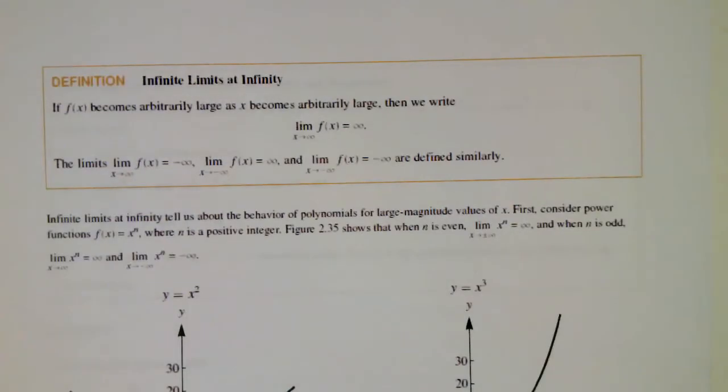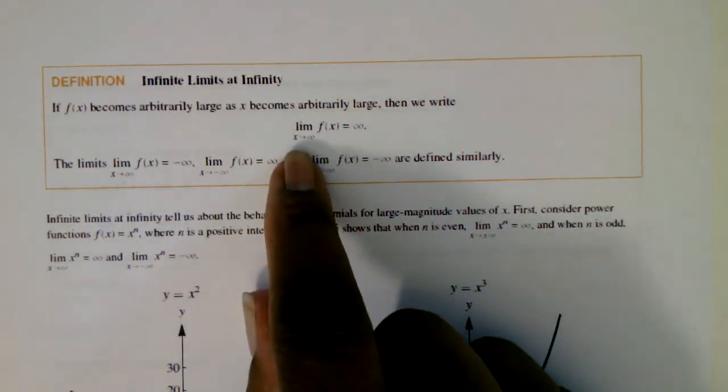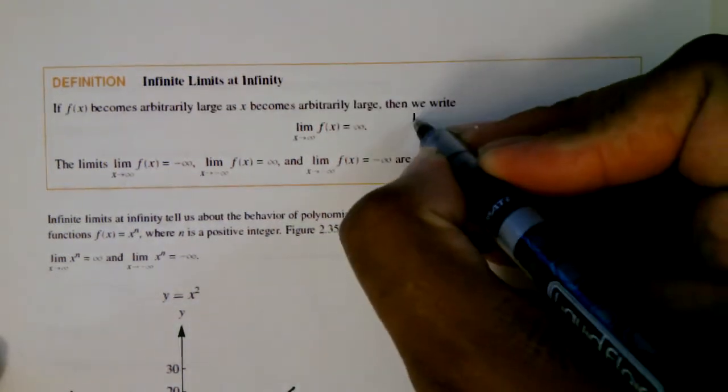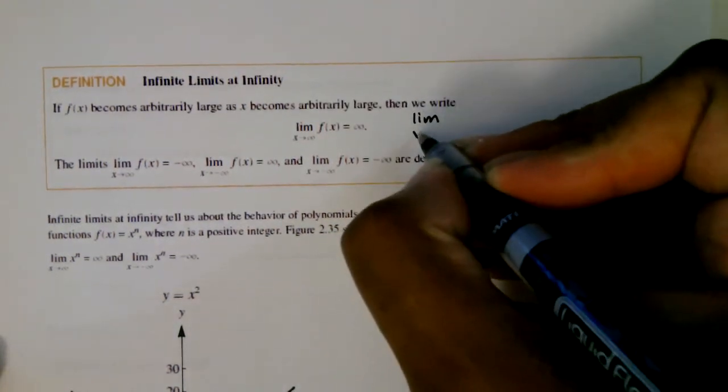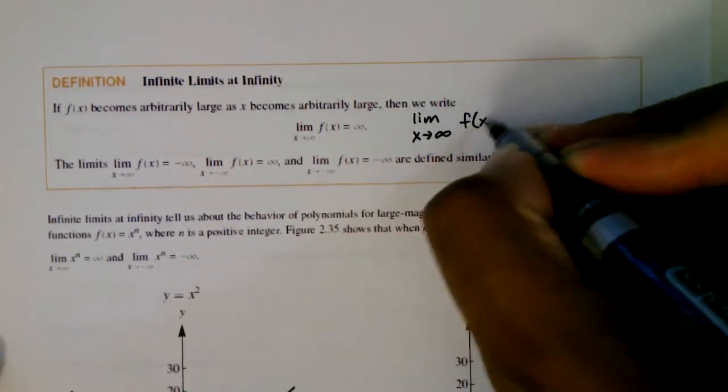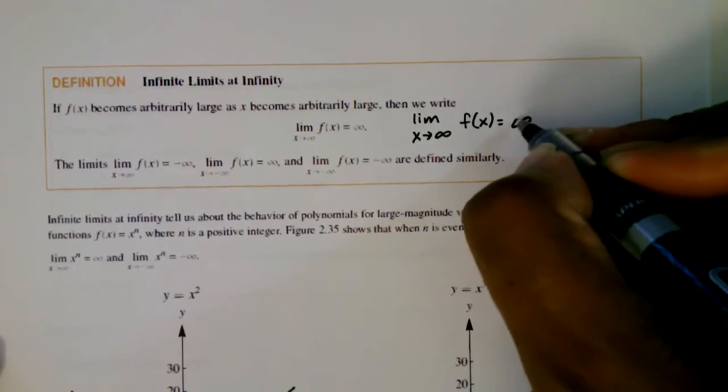All right, on the next page is the definition of infinite limits at infinity. It states if f of x becomes arbitrarily large as x becomes arbitrarily large, then we write that as the limit as x approaches infinity of f of x equals infinity. And I might need to fill that in. The limit as x approaches infinity of f of x is infinity.